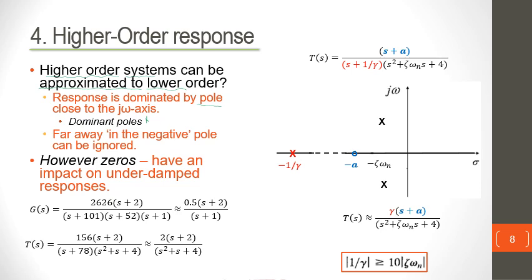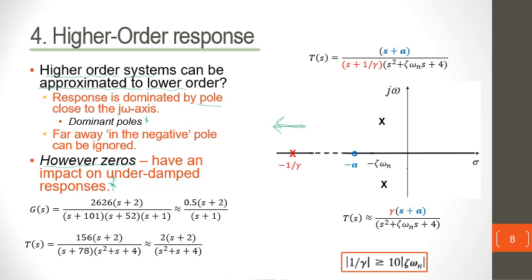So if a system has multiple poles, those that lie close to the imaginary axis will dominate the response. Any far away negative poles, that is poles in this direction, can be ignored because their impact on the response will be very minuscule. As much as these other poles can be ignored, it is important to note that some of the zeros which are close by to the dominant poles have a big impact on the response of a closed loop. So one needs to be mindful of these close zeros.